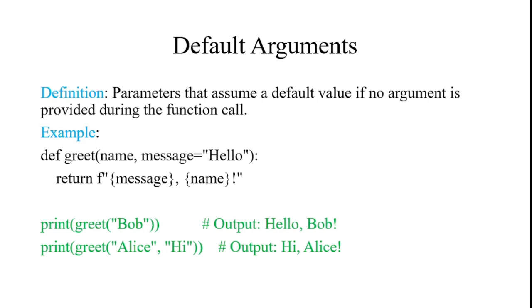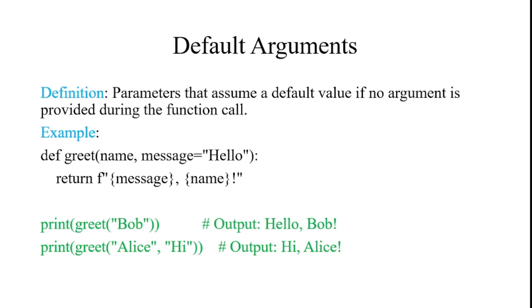Now while calling the function, if we do not provide the value for the message, then it will pick this default value. Otherwise, whatever value we provide, it will pick that value. Now let's see, we have called this function by passing only one value, that is Bob. Then it will be "hello Bob", because Bob will be assigned to the name and the message will be the default value that has already been given.